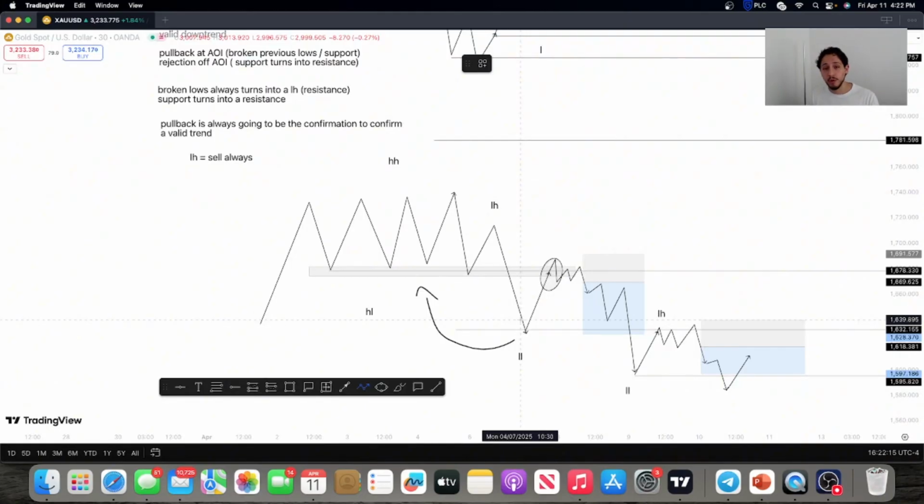Remember, don't have emotion towards trading. If you see prices heading towards the downside, cool, do not enter right away, because there's going to be times where the market can go against you or it can go with you, but the goal is to always be disciplined and wait for the right setup to come to you and not you chasing the market, right? So broken low always turns into a lower high. So this higher low turns into a lower high, which means that resistance, right? Support turns into an area of resistance.